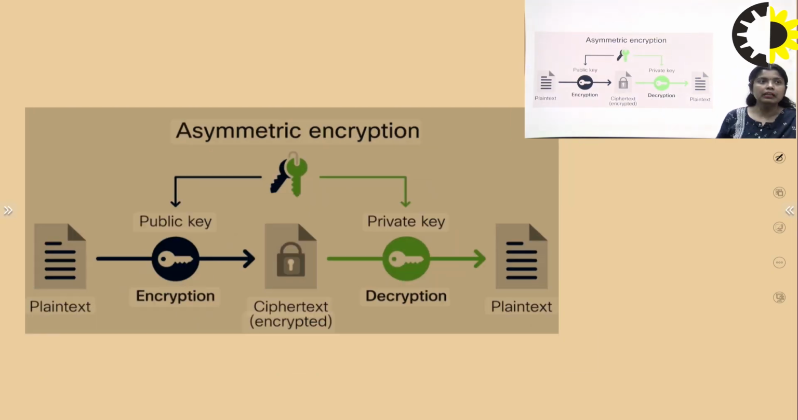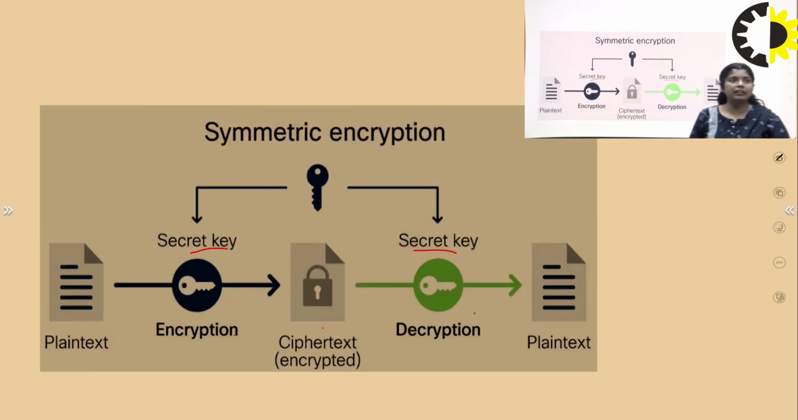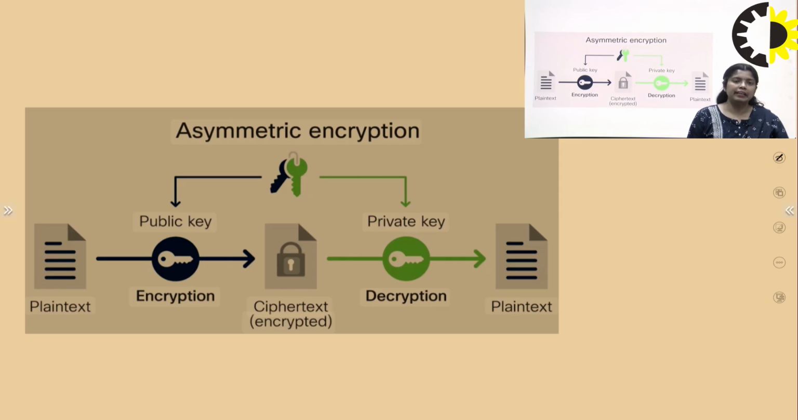And today we are going to discuss asymmetric key encryption. This is part of cryptography, and cryptography is secret writing. In symmetric key, both sender and receiver share the same secret key. Here in asymmetric key encryption, there are two keys, a public key and a private key.